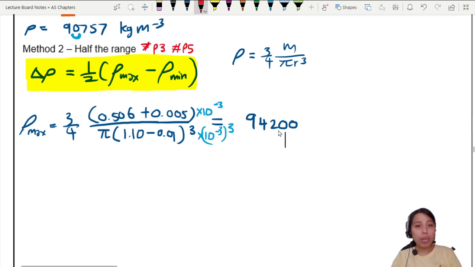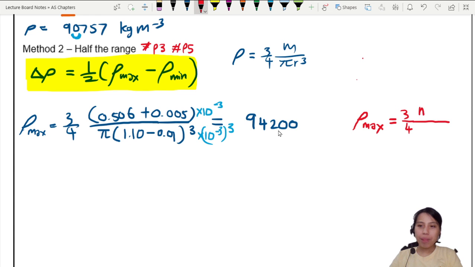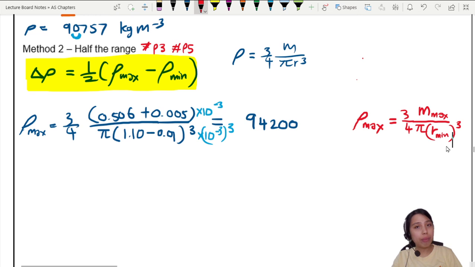So to summarize what is happening here, to find the maximum value of rho, we need to use 3 over 4, the mass that is maximum, divided by pi times the radius that is minimum, cubed. That only will give you your largest value of rho, because you must divide by the smallest number, right? Okay, let's do the rest.